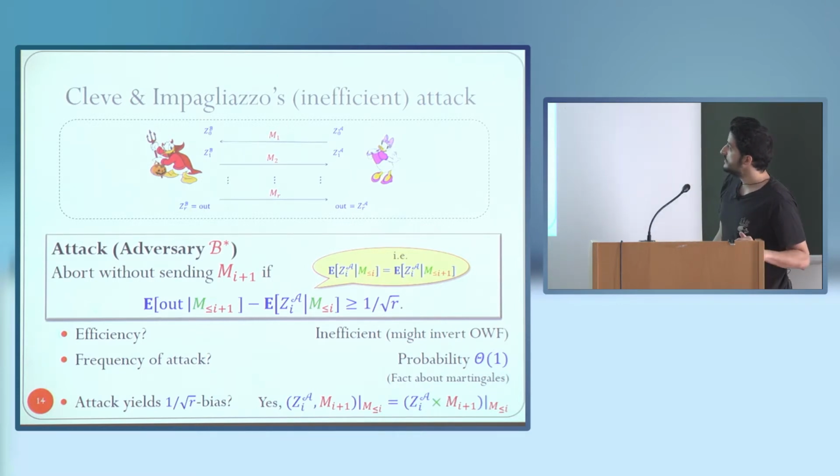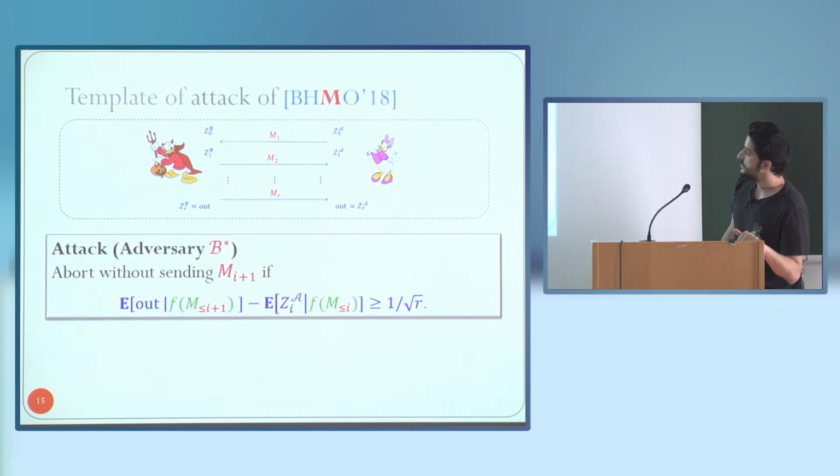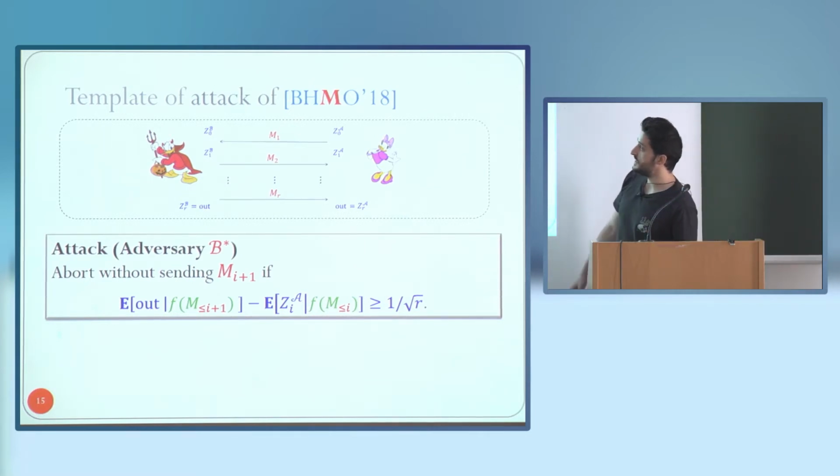Okay, so now let me give you the template of our attack. Our attack from last year lives in the multi-party setting. For the two-party setting, it's not going to work, but I'm still going to present it because it's going to be relevant for establishing the key agreement. I said in the previous slide that the attack is inefficient because we can't really condition on the transcript. So the natural thing to do is to condition on some function of the transcript.